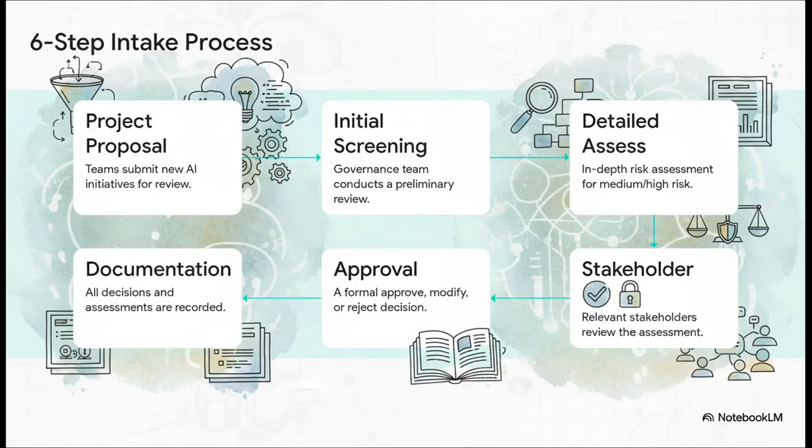So what does this front door process actually look like? Well, it's a pretty clear 6-step journey. First, someone submits a formal proposal. That goes to the governance team for an initial screening. If it looks like it has any real risk, that triggers a much more detailed assessment. From there, all the key stakeholders get to review the findings. A formal go or no-go decision is made, and, this is key, everything gets documented. It's all about being systematic, not making decisions on a whim.